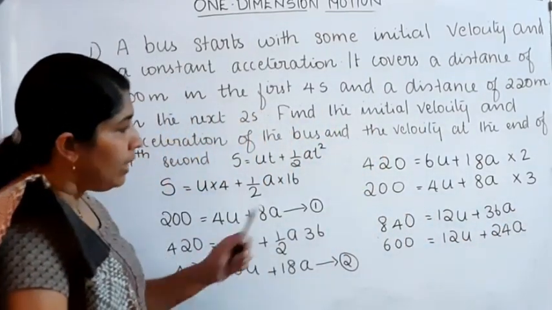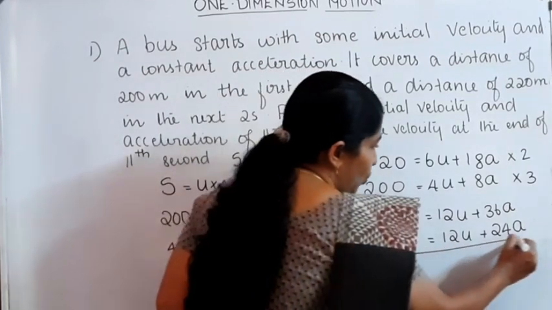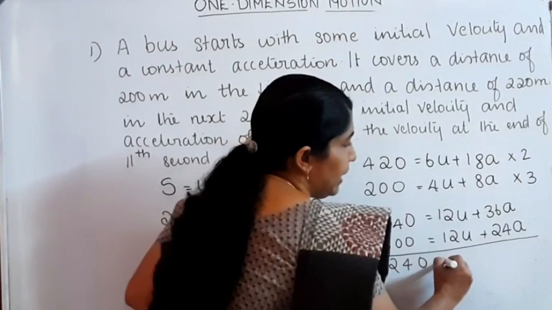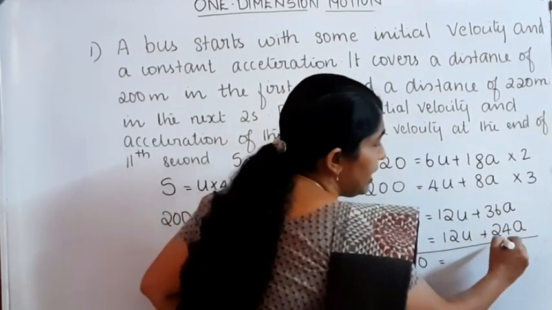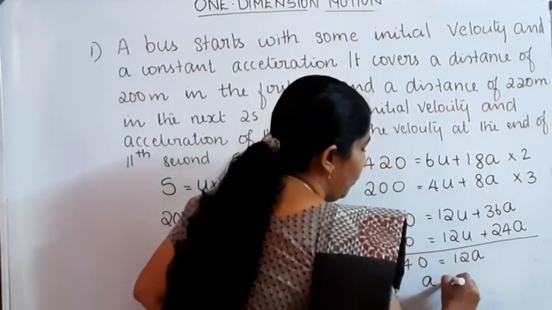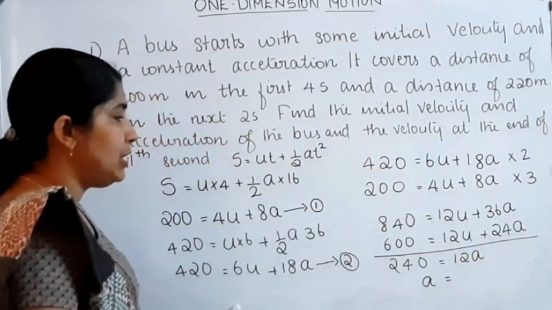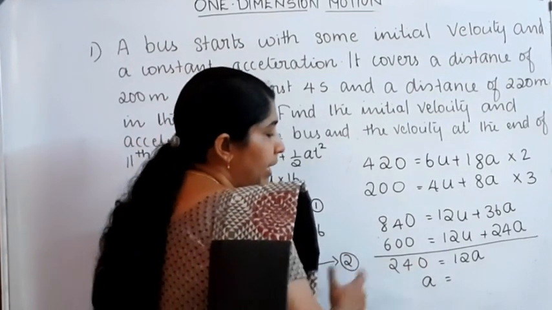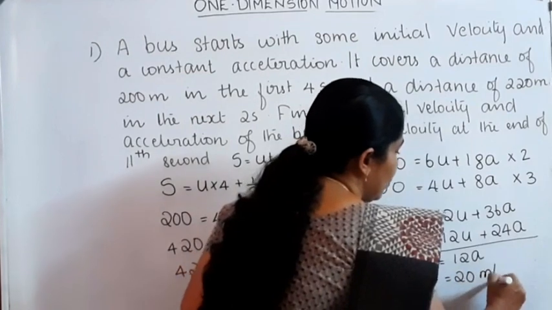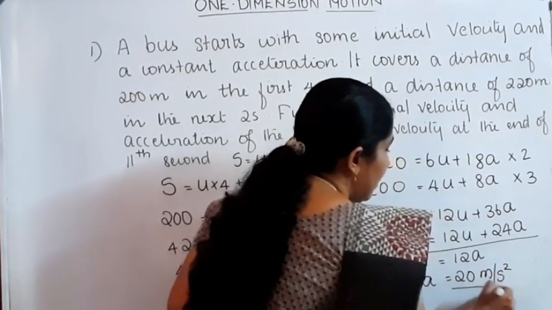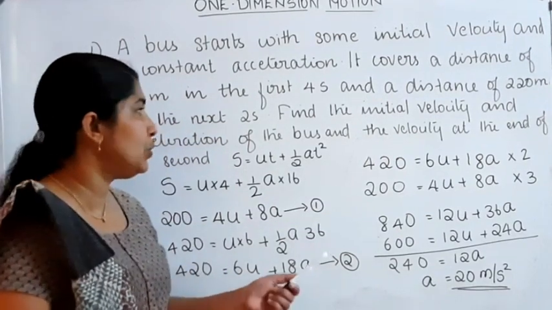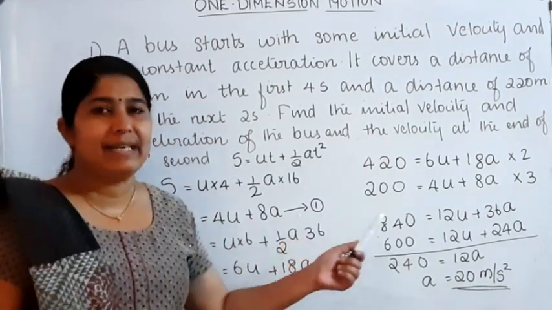Then on solving these two, we get 240 is equal to 12a. Then acceleration of the body is equal to 240 divided by 12, that is equal to 20 meter per second square. This is the value of the acceleration of the body.